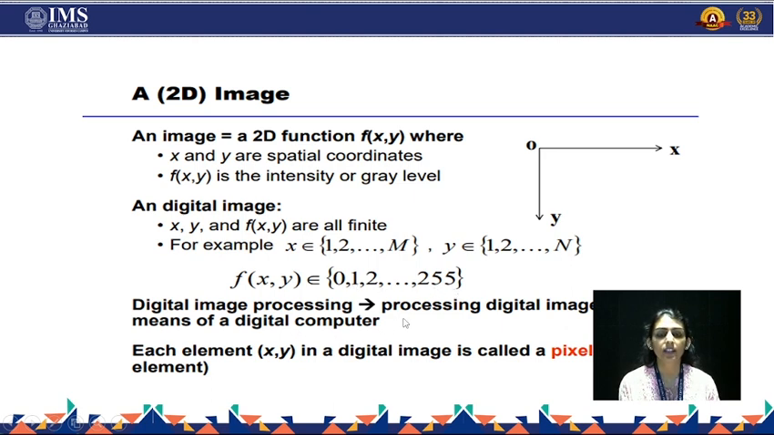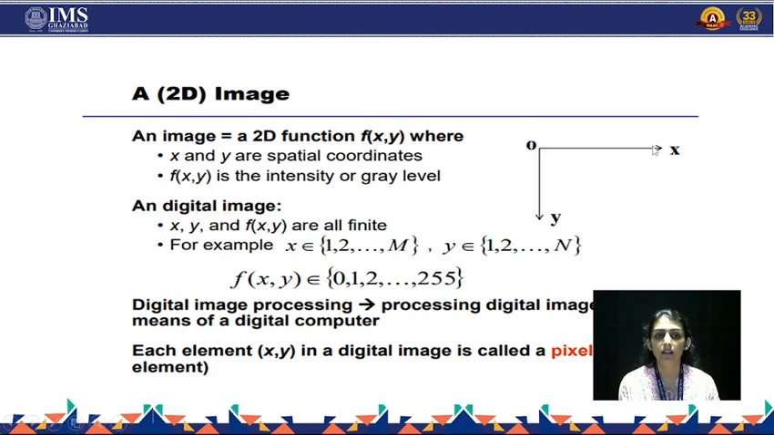Digital image processing is processing digital images by means of a digital computer. Each element x, y in a digital image is called a pixel. Pixel is the short form for picture element. So when we see an image, every pixel, that is each and every element, is in the form of specific x and y coordinates.